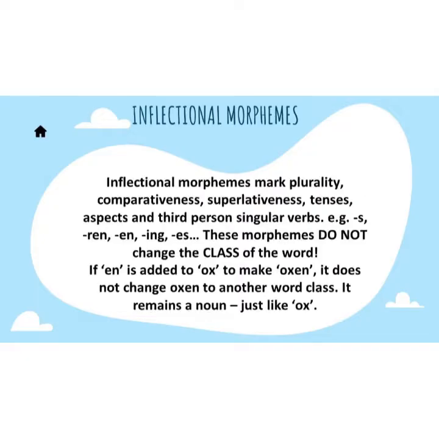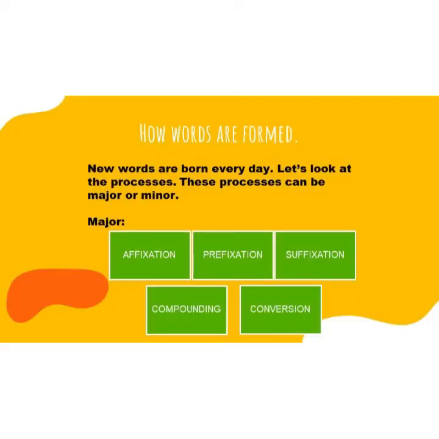For example, s, ren, en, ing, es. When you add these morphemes to other words, something happens. These morphemes do not change the class of the word. If you add ren to child, it becomes children. The word doesn't change the word class. It's still a noun. If en is added to ox to make oxen, it does not change oxen to another word class. It remains a noun, just like ox, the first noun.